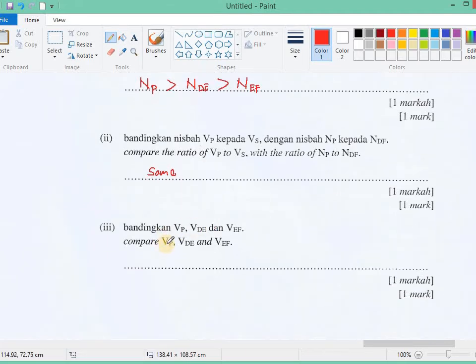Compare the voltage in primary, voltage DE and voltage EF. So the voltage in primary will be larger than voltage DE. Voltage DE is larger than the voltage EF.